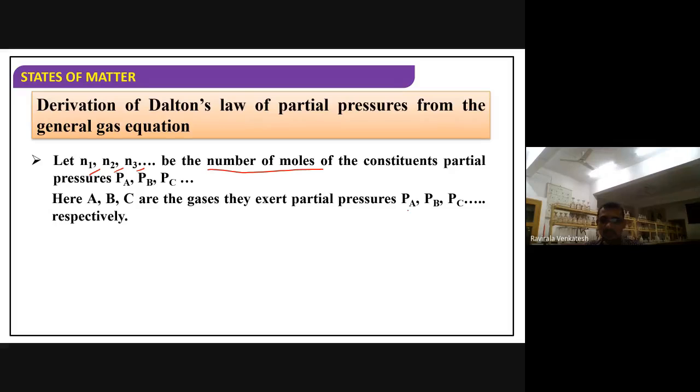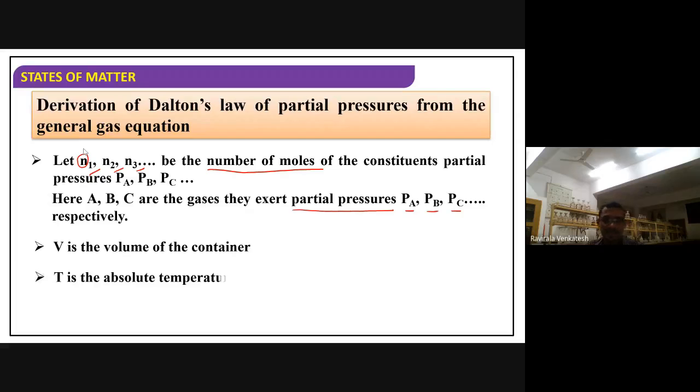Now we actually have two parameters. One parameter is partial pressure, represented by capital P. The other is the number of moles, represented by small n. Understood? Simple, no? Now, V is the volume of the container, and T is the absolute temperature. V is constant, T is constant, and you are taking the same temperature conditions.